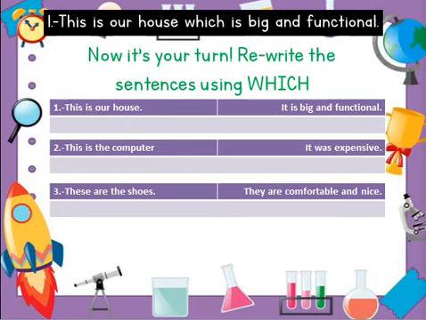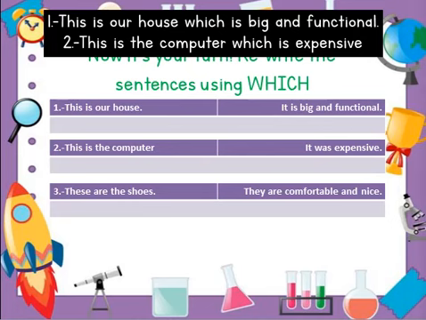Okay, let's go with the number 2. In the number 2, we have this is the computer. It was expensive. So the answer is: this is the computer which is expensive. Once again, we eliminate the it of the second sentence because we have the word computer.